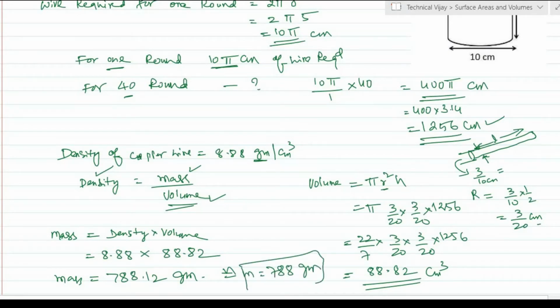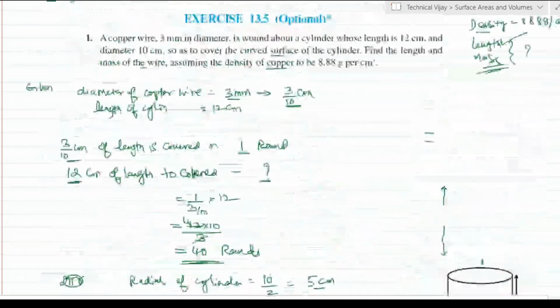Okay. So mass also we got. So the length also we got. This is length. Okay. So this is mass. So mass and length. Okay. We'll go for the next one.